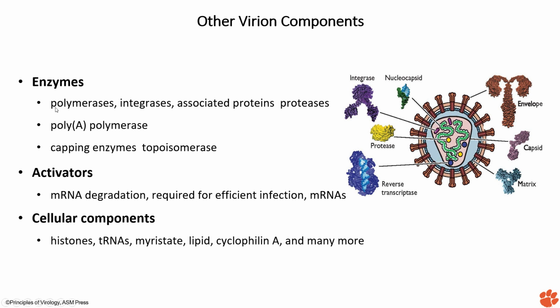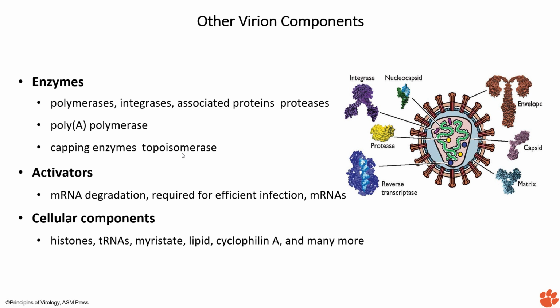So what are the things? Enzymes like polymerases. For example, this is a picture of HIV, so it packs its reverse transcriptase. If it's that reovirus we saw before, it contains the RNA-dependent RNA polymerase. The vesicular stomatitis virus is a negative strand RNA virus and contains an RNA-dependent RNA polymerase. HIV contains integrase-associated protein and proteases. Poly(A) polymerase adds the poly tail behind the mRNA. And also the capping enzyme, and also topoisomerases.